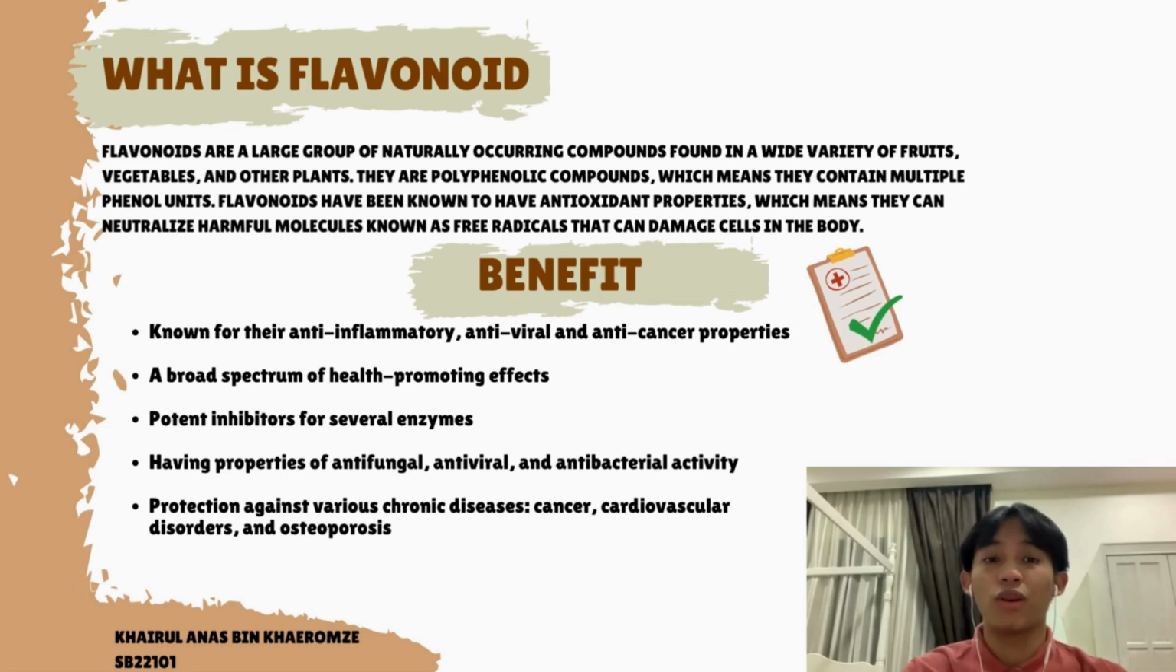So, first of all, what are flavonoids? Flavonoids are a large group of naturally occurring compounds found in a wide variety of fruits, vegetables, and other plants. They are polyphenolic compounds, which means they contain multiple phenol units. Flavonoids are known to have antioxidant properties, which means they neutralize harmful molecules known as free radicals that can damage cells in the body.